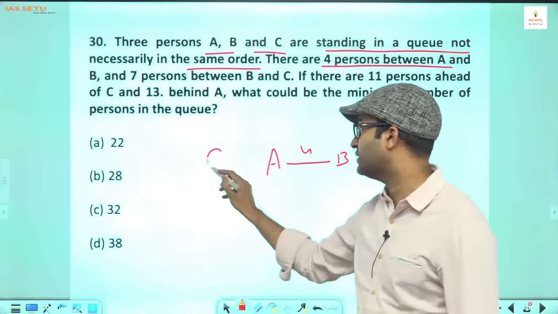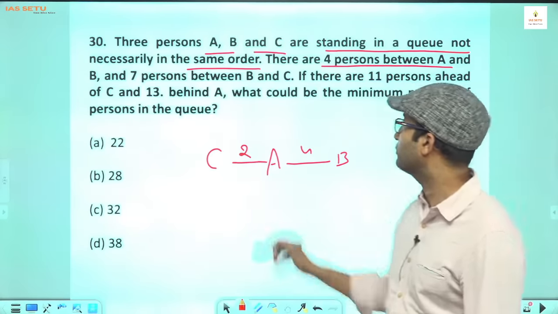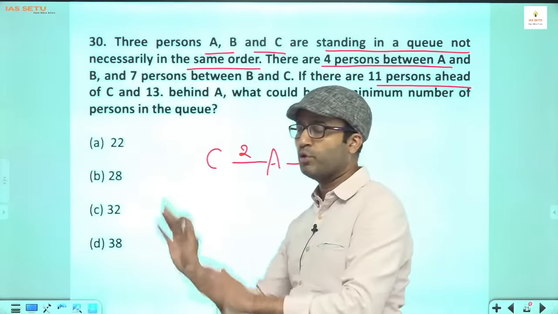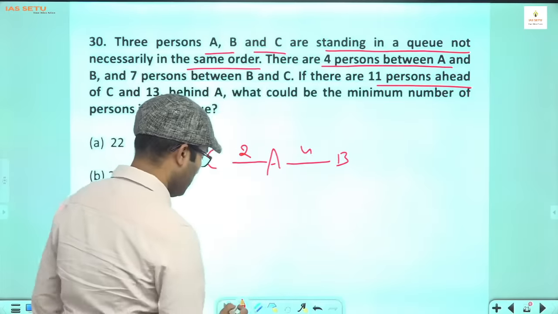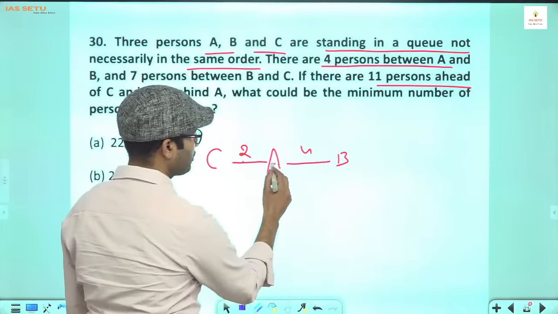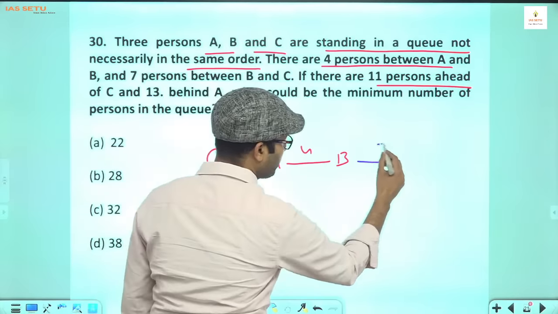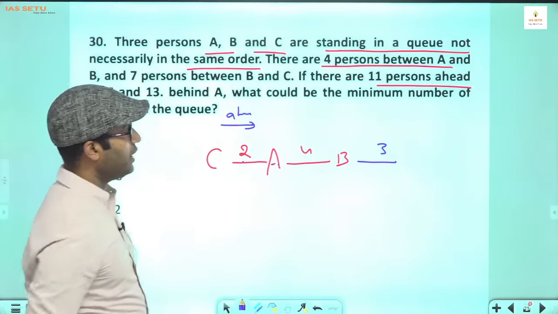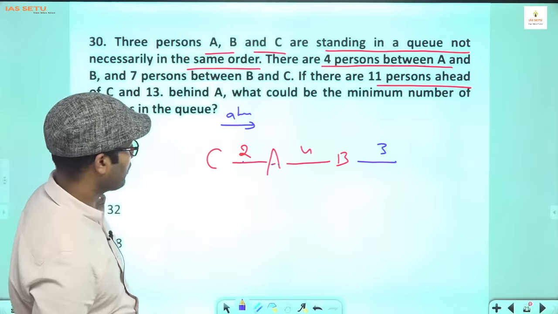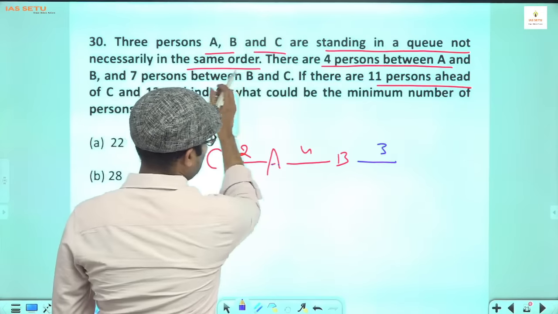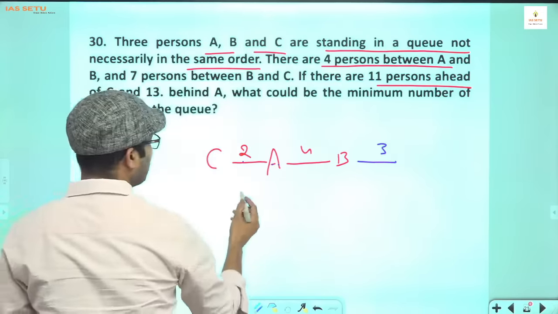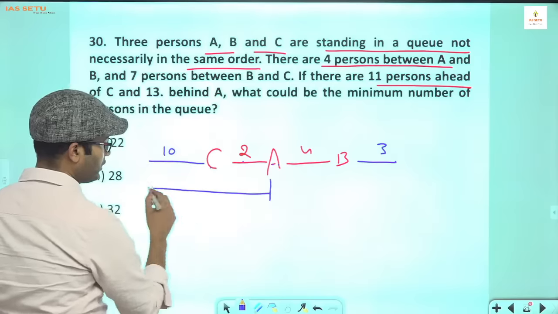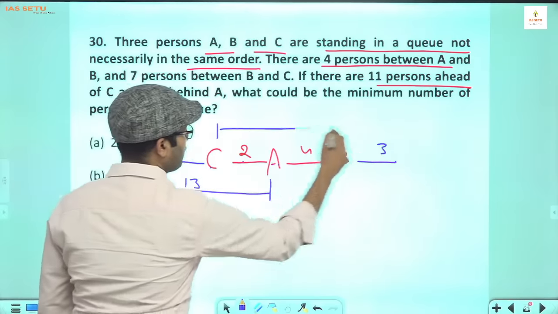Don't take C this side, take C this side. 7 persons, 4, 5 and 2. There are 11 persons ahead of C. If you take C like this, it gives you more. We take C facing like this, ahead. So there are 11 persons: 2 plus 1, 3, 3 plus 4, 7, 8, 8 plus 3, 11. There are 11 persons ahead, so this direction is ahead. And there are 13 behind A. So 13 behind A: 2 plus 1, 3, 3 plus 10, 13. So there are a total of 13 and a total of 11.